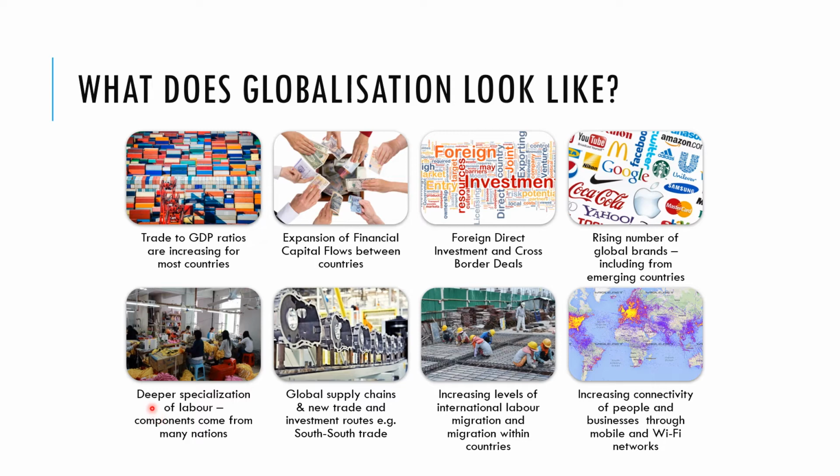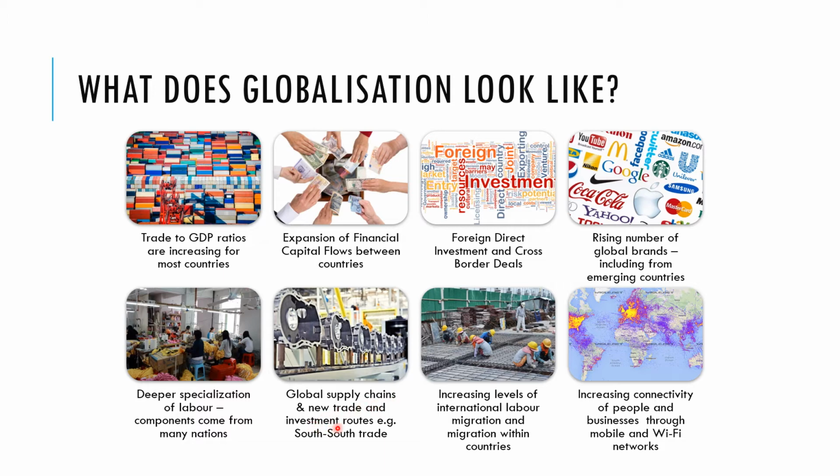A more globalized world encourages deeper specialization of labor. So nations, individuals, and businesses become very focused at doing one particular task very well and benefit from specialized skill and economies of scale. As a result, components to make many products these days come from many different nations, as we saw with the iPhone earlier on. So we have global supply chains. For example, Apple get products from a vast variety of different countries and then assemble them.